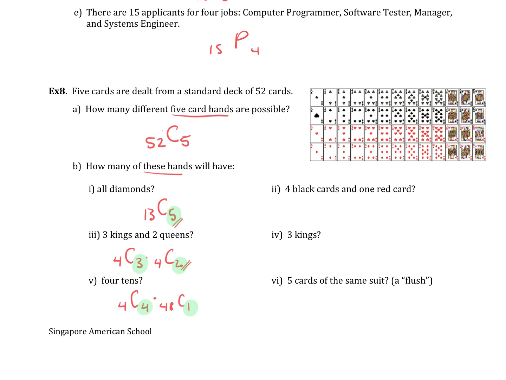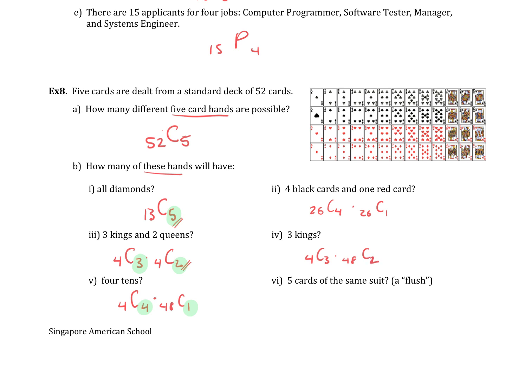4 black cards, so those are going to come from 26. Need 4 of those, and 1 red card. The other red card's going to come from that. 3 kings, okay. From the 4 kings, I get 3, but then I need another card. How many other cards are remaining? 48 cards are not kings. I need 1 card that's... Oh, wait. I need 2 cards that are not kings.